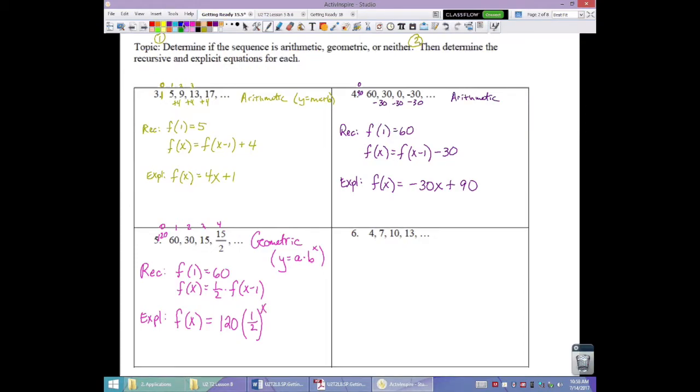And number 6. I see from 4 to 7 goes up 3, from 7 to 10 is up 3, 10 to 13 is up 3. So we're looking at arithmetic again.